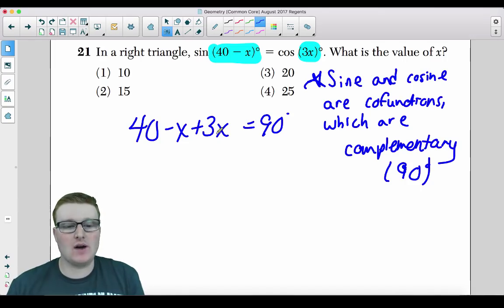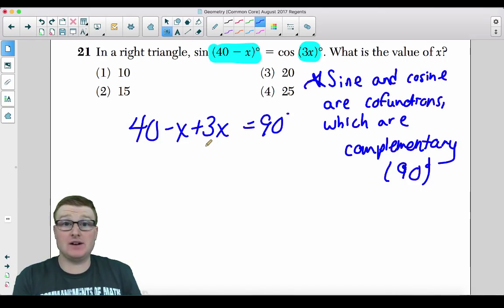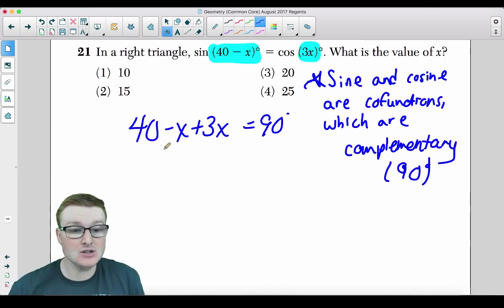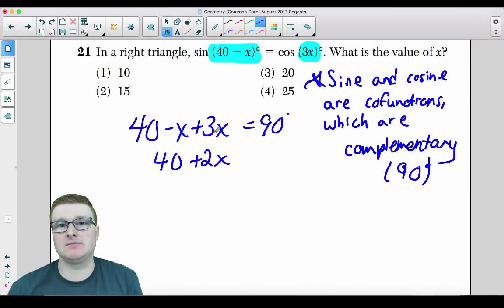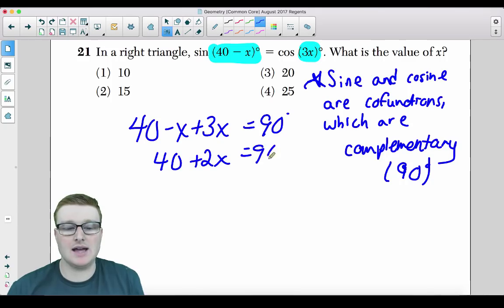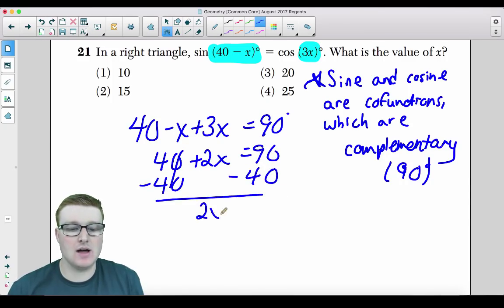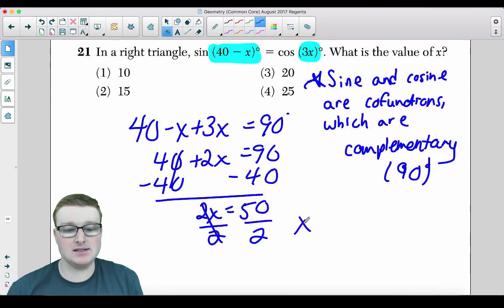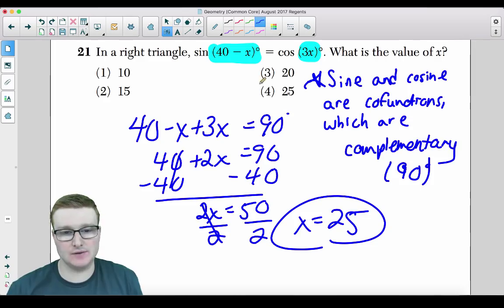Okay? So let's go ahead and find the value of x. Actually, once we find the value of x, I'll prove it to you. Here we go. So we get 40 plus 2x. Just take the negative x and add it to the 3x. You get 2x equals 90. Subtract the 40 on both sides. All right, we get 2x equals 50. Divide by the 2 on both sides, and we get x is equal to 25. That is your answer, folks.